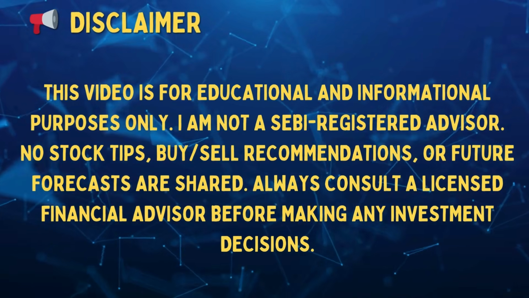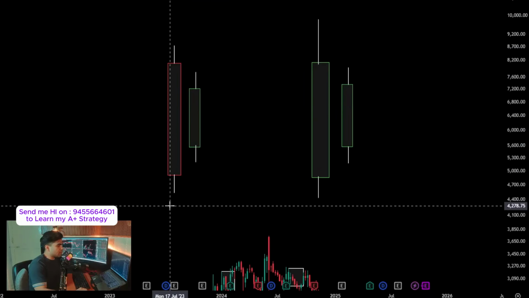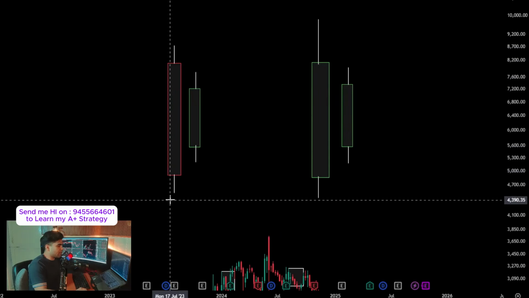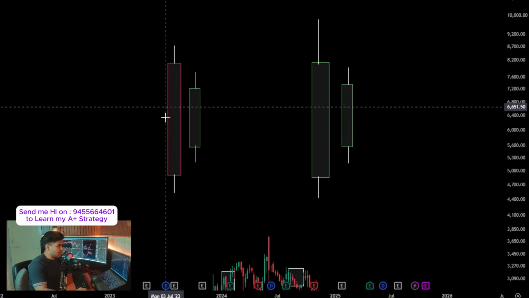Let's start by understanding the inside bar. So let's say that this is a red candle. Its high is this point, open is this point. This is the closing of the red candle and that's the low of the candle. Now that is on a daily time frame.